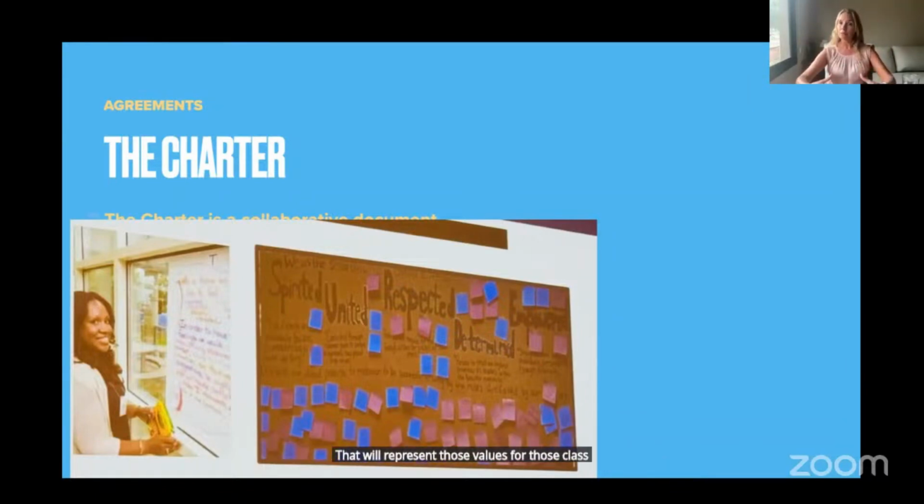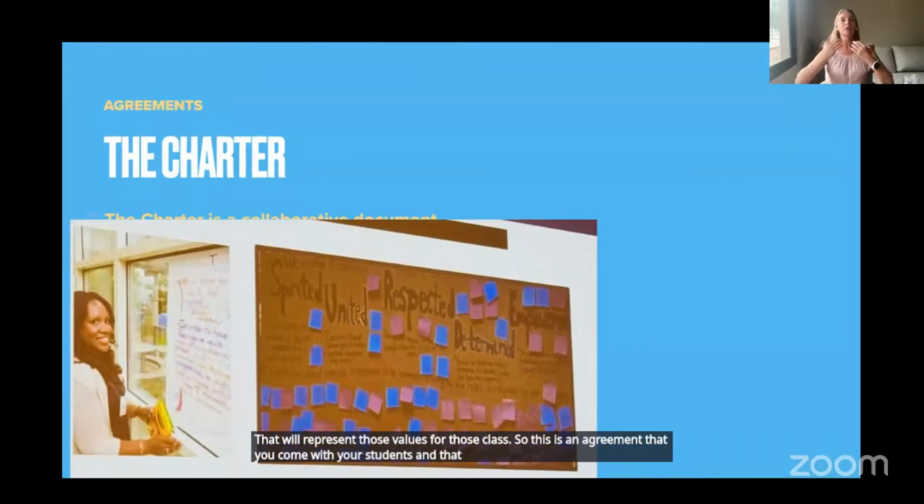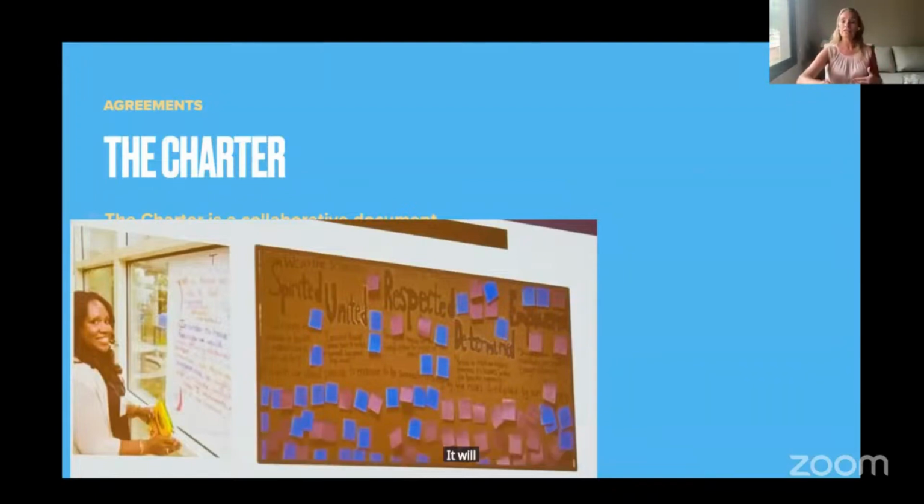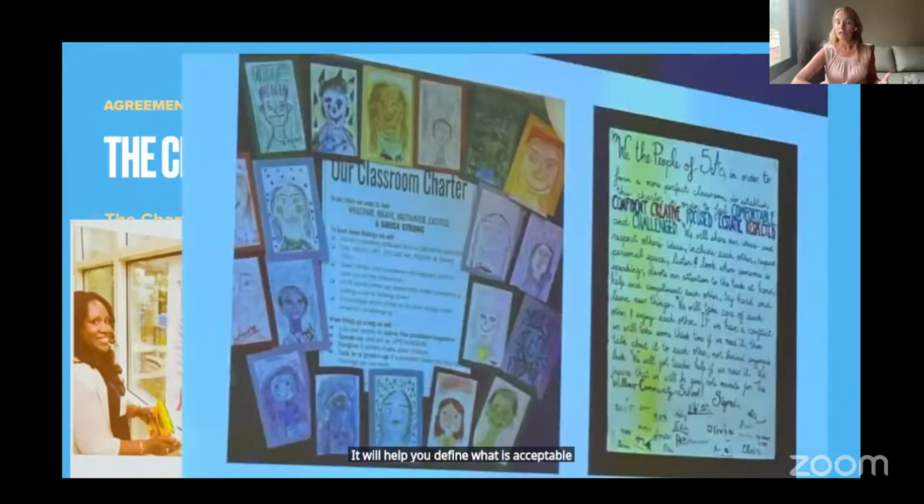So this is an agreement that you come to with your students, and that will help you establish healthy limits. It will help you define what is acceptable and what is not acceptable, and will help you as a reminder of a common ground that you have come to with your students.